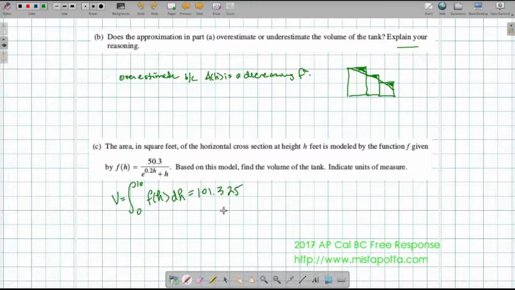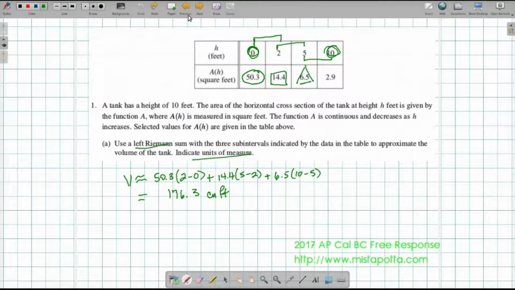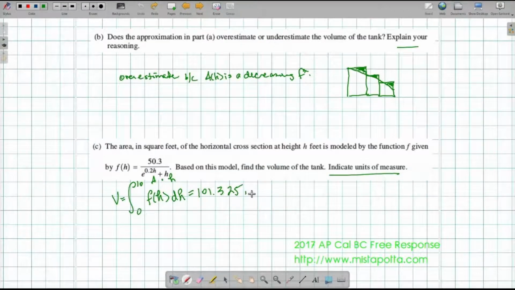101.325. And keep in mind, they want us to indicate units of measure. We're integrating area, and we're multiplying it times the height, so this is definitely a volume. So what were our units again? Cubic feet. So feet cubed. All right. So that's part C.